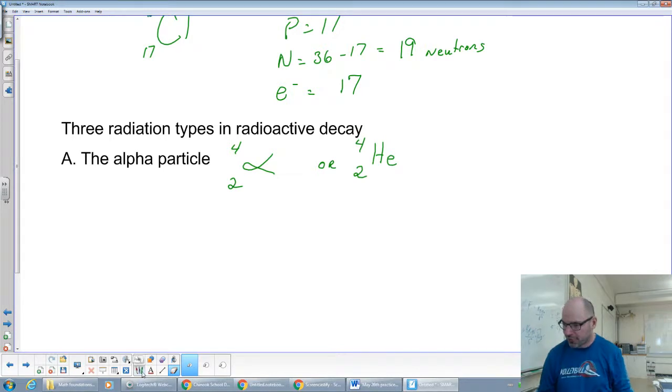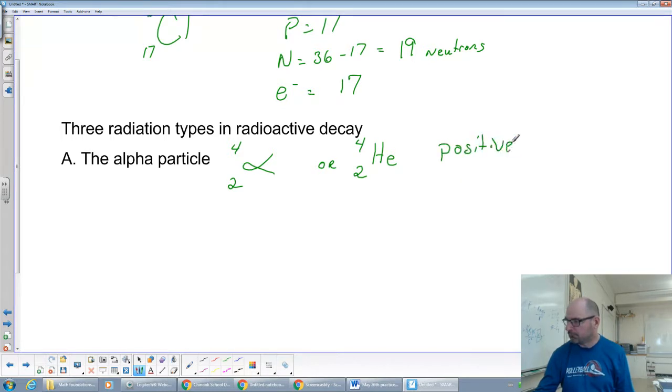Okay, so this is the first particle. This is a nucleon. It's 2 protons and 2 neutrons stuck together, written like this. Okay, it's positively charged. And it's radioactive and very dangerous. It's really heavy. It's got 4 particles to it. 2 protons and 2 neutrons. 4 total nucleons. Okay, it's positively charged, and this is the first type of nuclear decay.